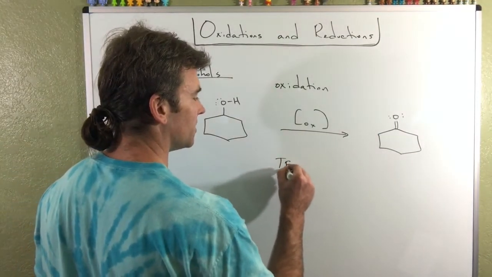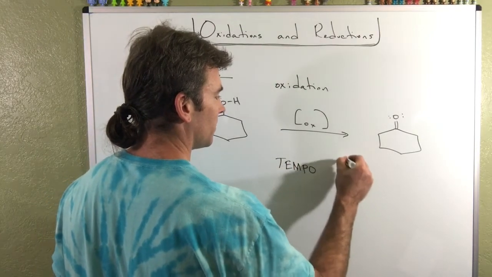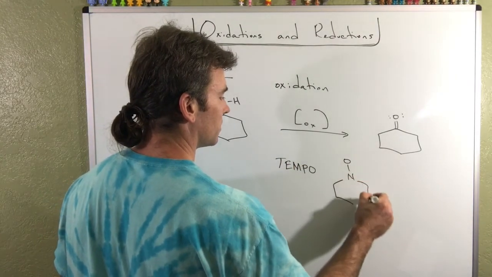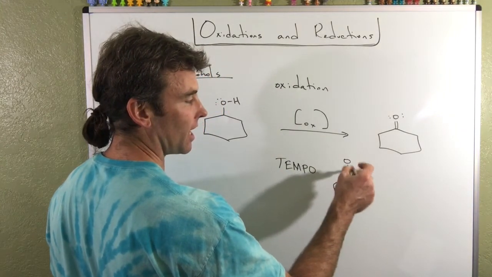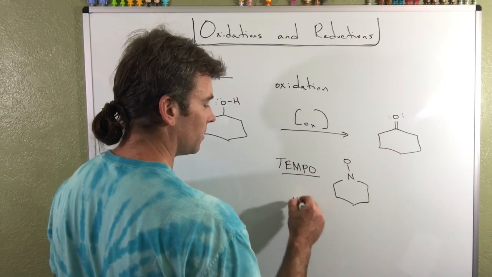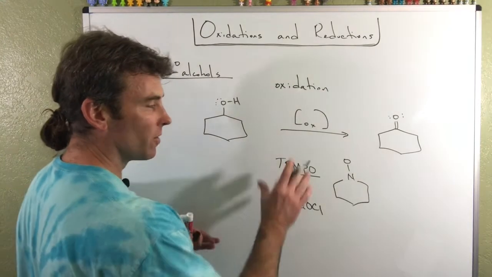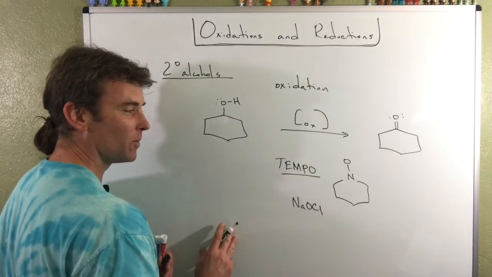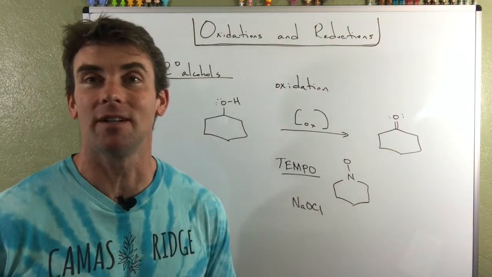TEMPO, by the way, is just an unusual looking nitrogen species that looks something like that, right? Where there's this kind of oddball oxygen connected to a nitrogen, and then also bleach, right? That's the only reason I mention that: it might help you out as a note card reaction somewhere. Let's take a look at tertiary alcohols.